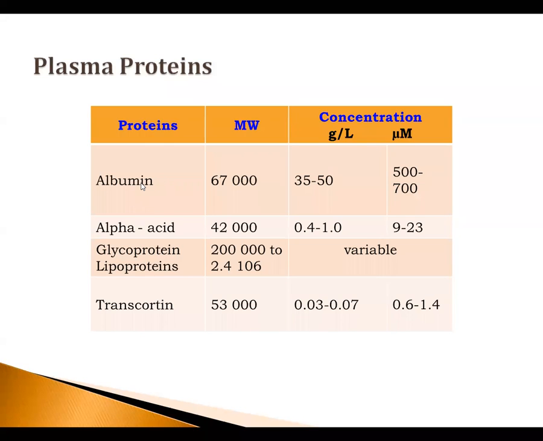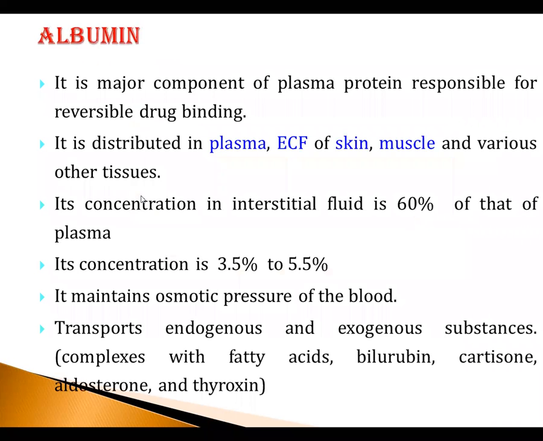They are albumin, alpha acid glycoproteins, transcortin, and lipoproteins. These are some examples of the proteins. I don't expect you to memorize all these numerical values by heart, but just to know which is in the higher percentage. Albumin percentage is high in the blood compared to any other protein present in the blood. We will go very briefly through the individual proteins, because we need to know about the protein to get an idea whether the drug can bind to that particular protein or not.